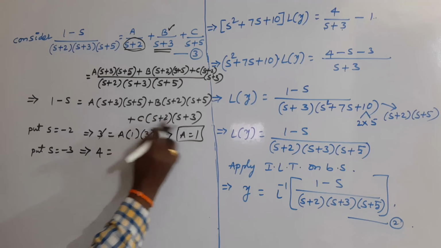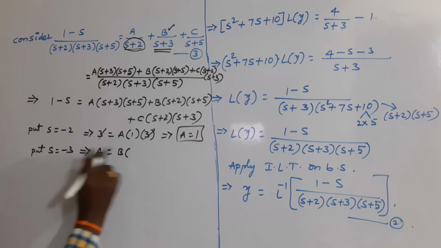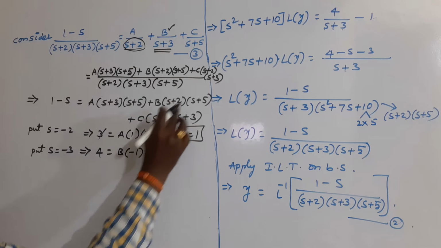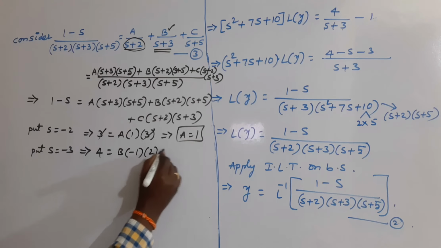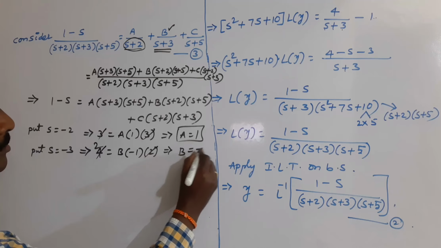Last part will be also 0. Minus 3 plus 3 will be 0. So you will get automatically B value. Minus 3 plus 2, which is minus 1. Minus 3 plus 5, it would be 2. So anyway, B value is minus 2.